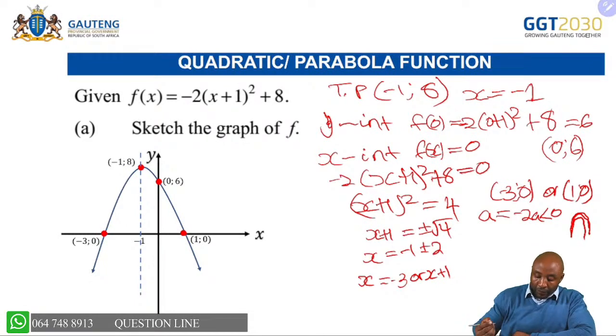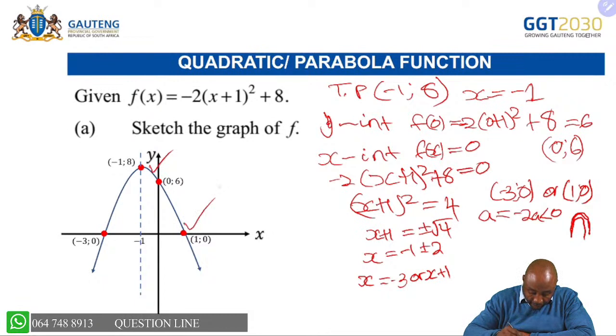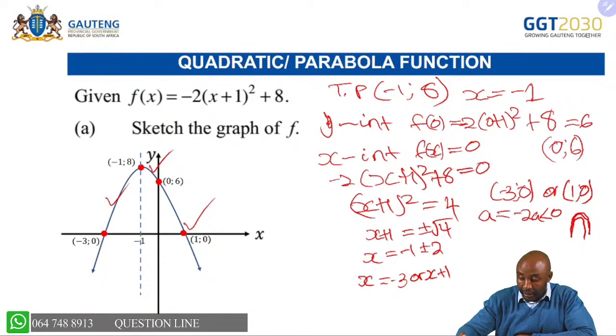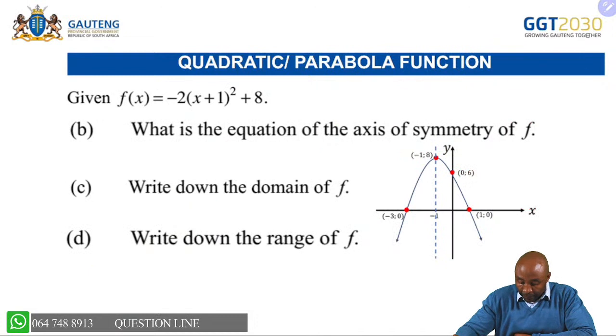So for you to get good marks, you are going to get a mark for the turning point and the x and the y-intercept, as well as for the correct shape. So you will get about 3 marks in an exam for that question. We move on to the next part.